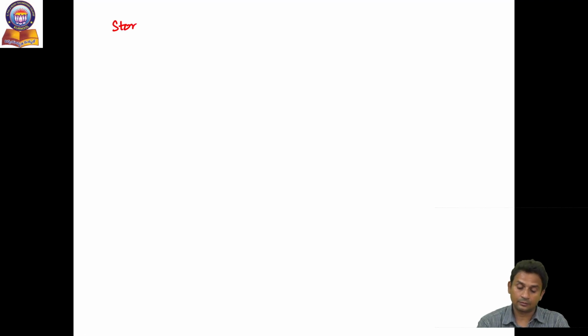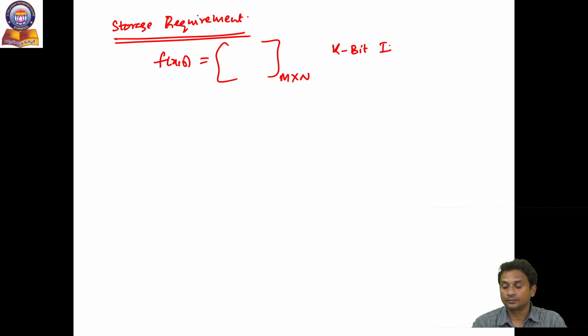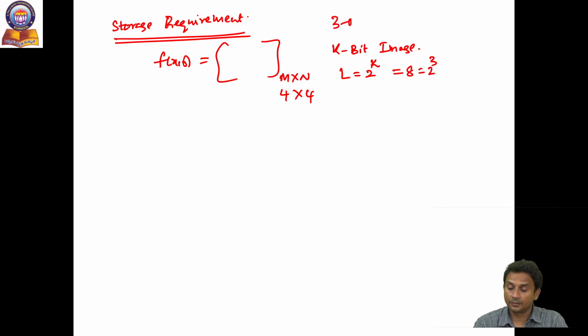Now you'll see the storage requirement, the number of bits required. You have a digital image f of x,y of size m by n, m rows and n columns, and assume this is a k-bit image. k comes from the number of gray levels, 2 power k. If the number of gray levels is 8, this is 2 power 3, so k is 3. So assume this is a 4 by 4, 3-bit image.